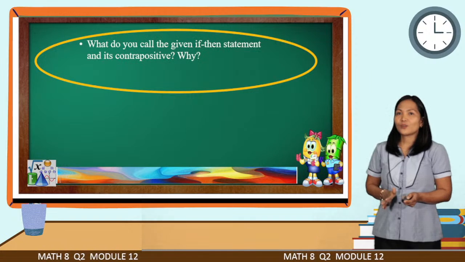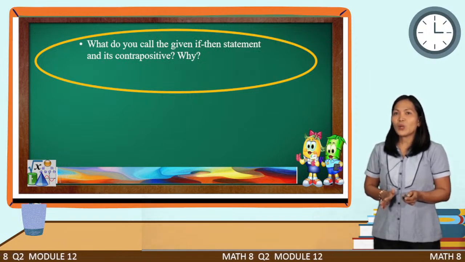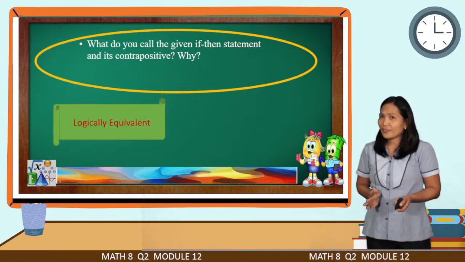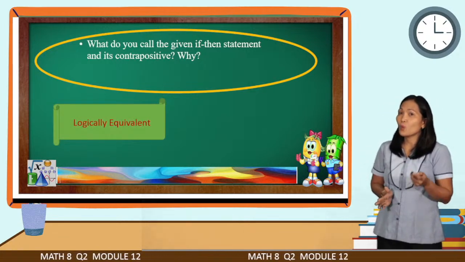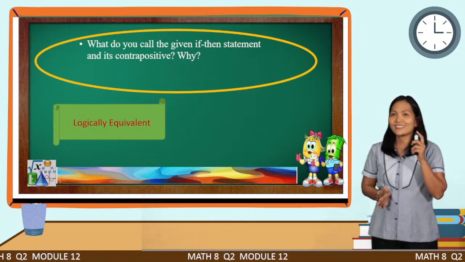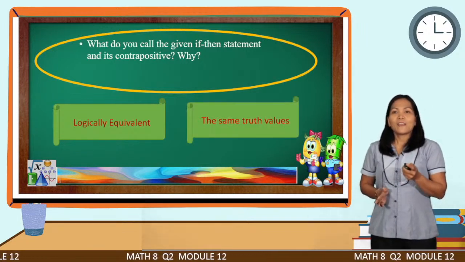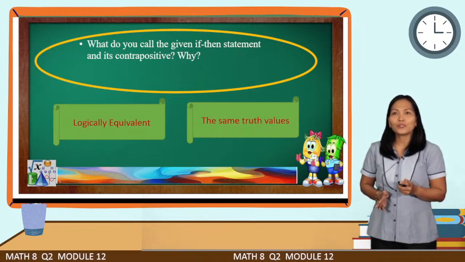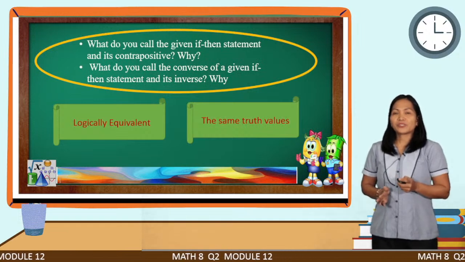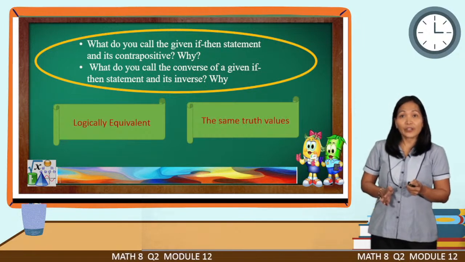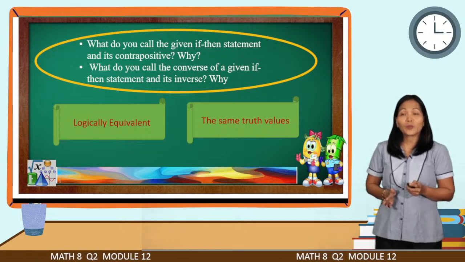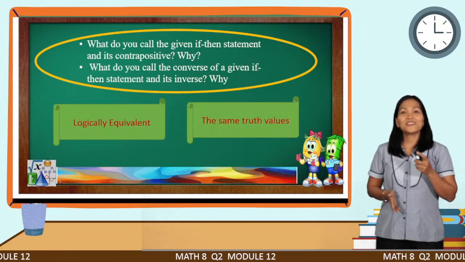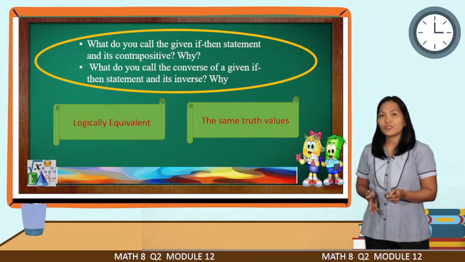Okay. So, again, what do you call the given if-then statement and its contrapositive? They are called logically equivalent. And why? Because they have the same truth values. And how about the converse of a given if-then statement and its inverse? They are also called logically equivalent. And why? Because they have the same truth values.